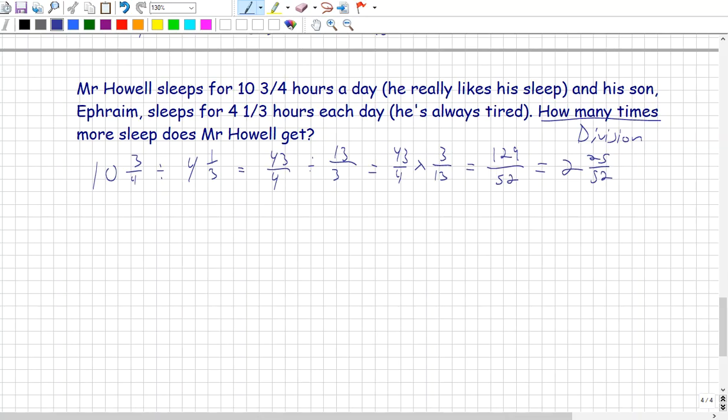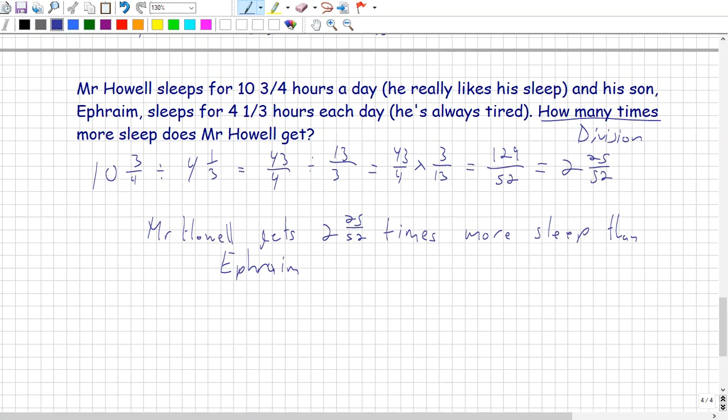52. And there's nothing common between 25 and 52 because I know 25 is like, 5 goes into it. So Mr. Howell gets, sorry, my writing is terrible, gets 2 and 25 out of 52, which is almost a half, so almost 2.5 times more sleep than his son Ephraim, who does not get enough sleep at all. You should be getting at least 8 hours a day. That's what they say.